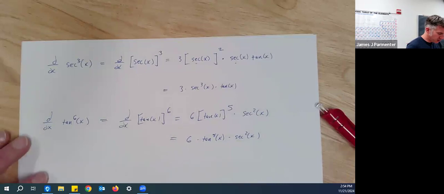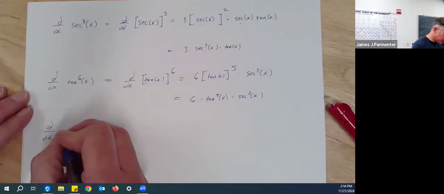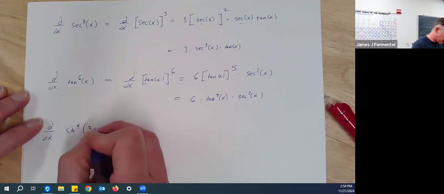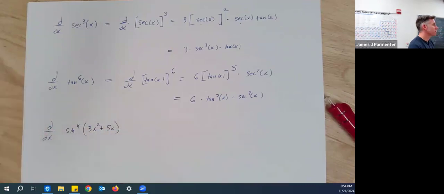Yeah. So why don't you guys try, I was just about to give you a harder one. Why don't you try taking the derivative of sine to the 4th of (3x squared + 5x). And again, I would highly, highly, highly recommend rewriting it first.